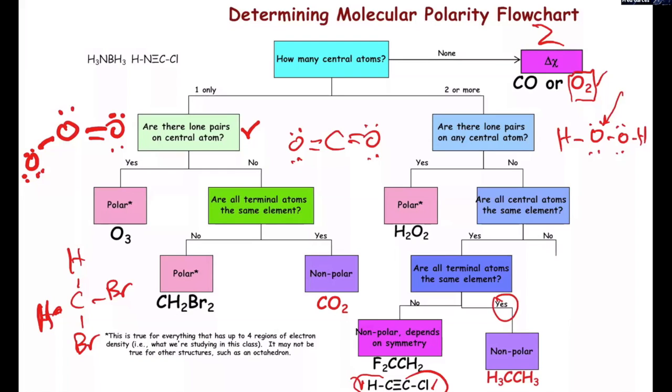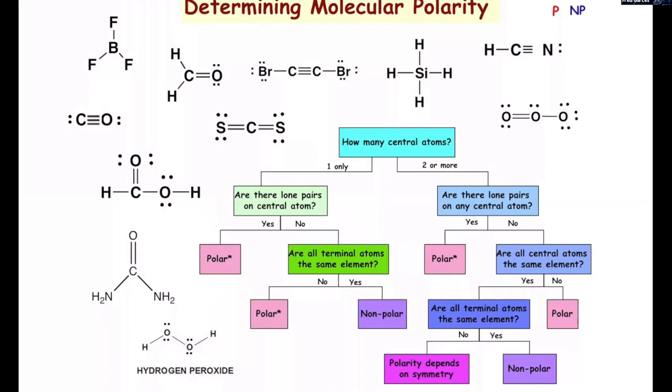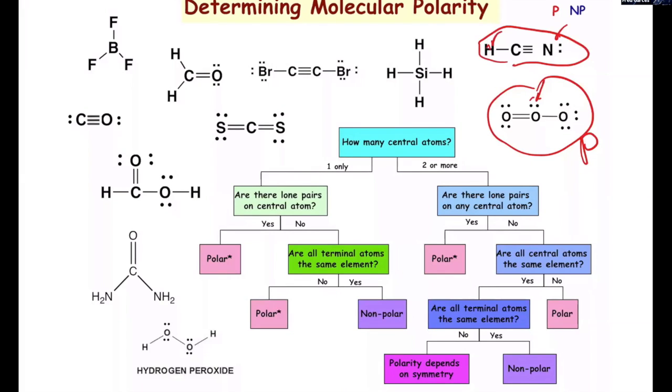Let me go back to this part of the flow chart. Are all central atoms the same? No, it's automatically polar. So you can see, just based on this organization, we can now classify each one of these as polar or nonpolar. That is polar. It's got a lone pair on a central atom. That's polar. The terminal atoms are not the same.